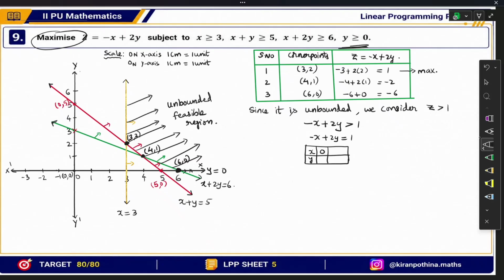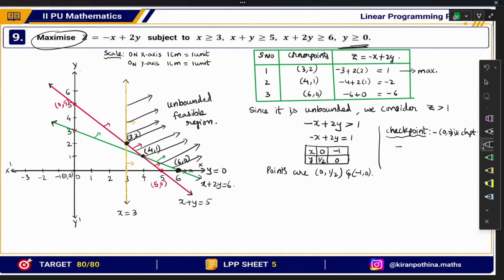Okay, when x equal to 0, y value is 1 by 2. When y equal to 0, x value is minus 1. So what are the points you got? Points are (0, 1/2) and (minus 1, 0). So for this I will do a checkpoint here. Okay, so for checkpoint what will I consider? I will consider (0, 0) as checkpoint.